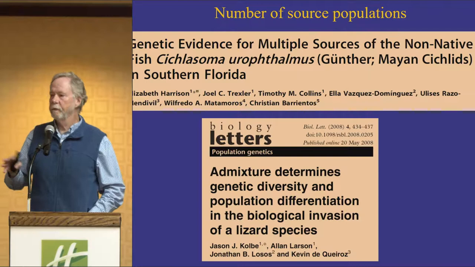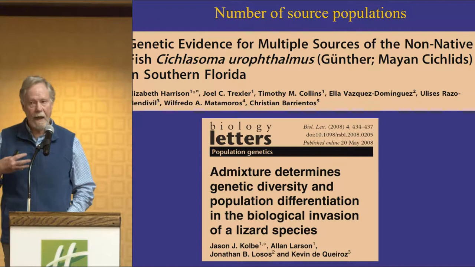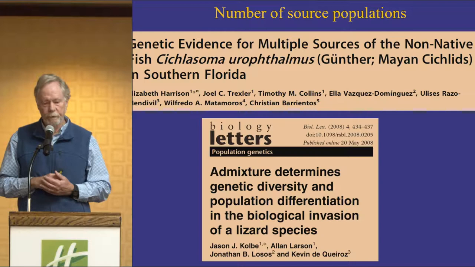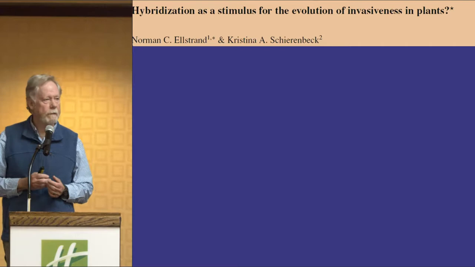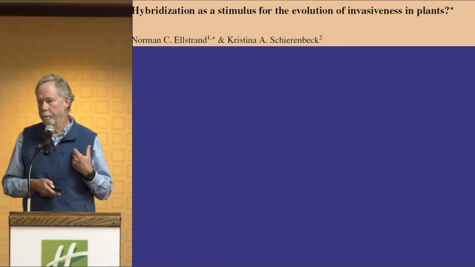Very often there are multiple populations which are introduced in the initial propagule, and it turns out that having multiple populations is also very important. When more populations are introduced, introduced species are more likely to become invasive. And hybridization: there's a lot of work out there now showing that many of the most problematic invasive species have a hybrid origin. Especially in plants, many of the most problematic invasive plants turn out to be hybrids.